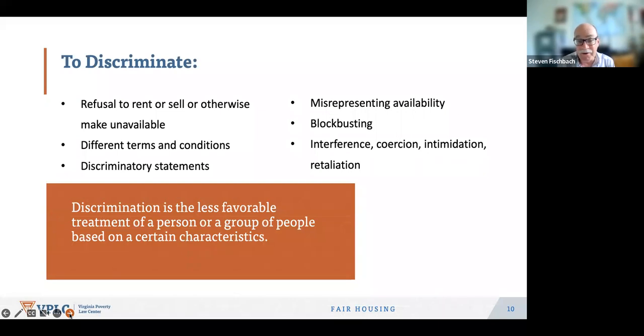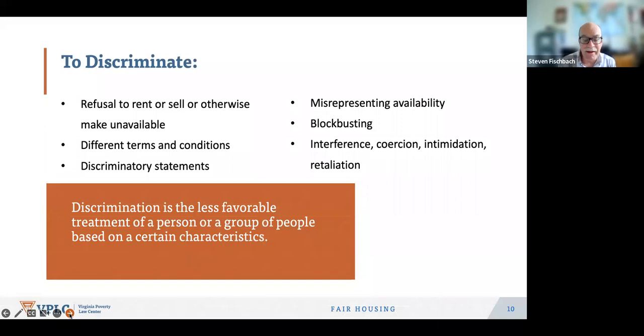If there are different terms and conditions of either the rental or sale of housing, if there are actual discriminatory statements made by a seller or a landlord, that too would constitute discrimination. Misrepresenting availability of apartments, like, oh, we don't have any apartments available now, even though they're advertising, for example.